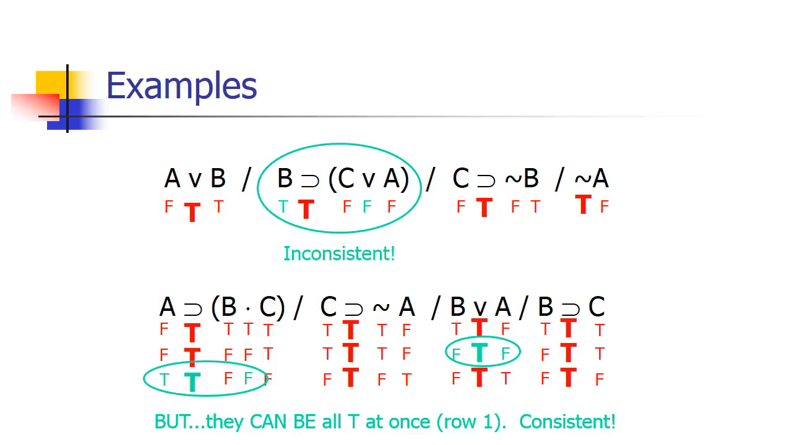But they can all be true at once. There is no inconsistencies to be found in row number 1. So on our truth table, we would have gotten a true for every single one of these sentences when A was false, B was true, and C was true.